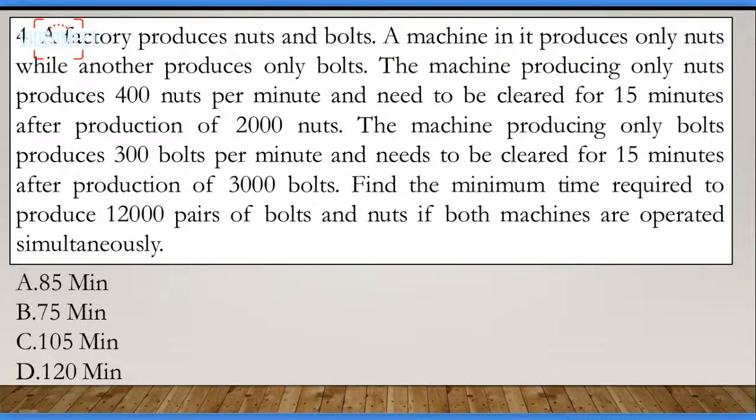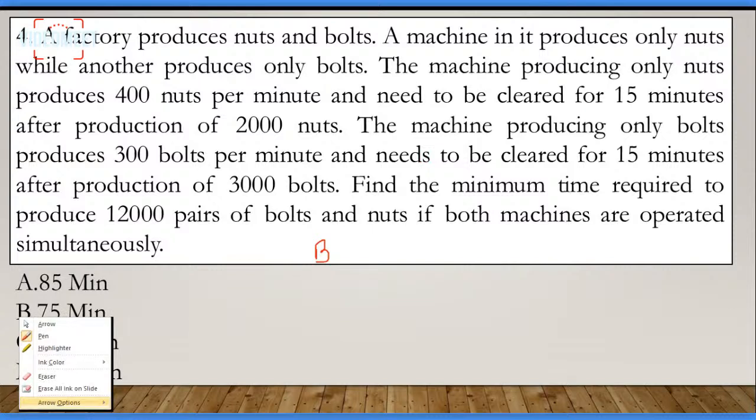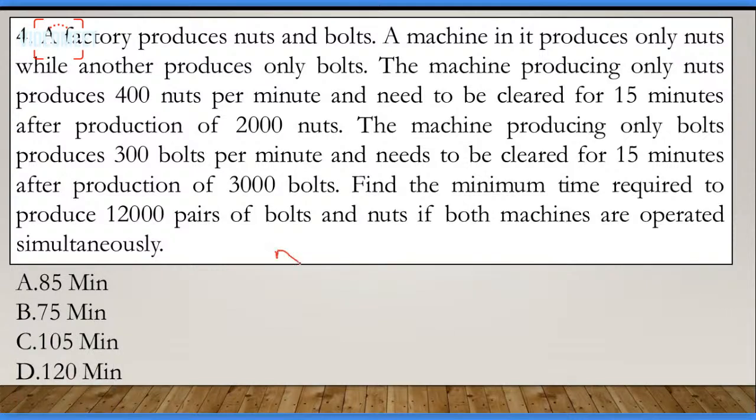Fine. Suppose that there are two machines. One produces bolts and one produces nuts. Fine. I'm using the pen. First machine produces nuts. Fine. And the second machine produces bolts. I think there is no problem in this.